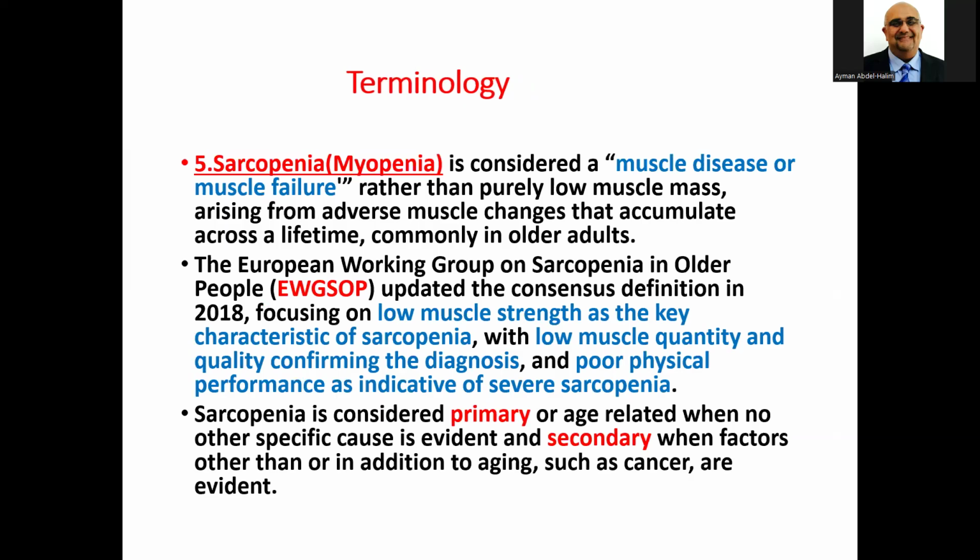I'm going to throw another definition here, make it a little bit more difficult. Sarcopenia is considered a muscle disease or muscle failure rather than purely low muscle mass, arising from adverse muscle changes that accumulate across a lifetime, commonly in elderly folks. The European Working Group on Sarcopenia in Older People updated the consensus definition in 2018, focusing on low muscle strength as the key characteristic of sarcopenia, with low muscle quantity and quality confirming the diagnosis, and poor physical performance as indicative of severe sarcopenia. I think this makes it very clear that sarcopenia is not just about losing muscle mass.